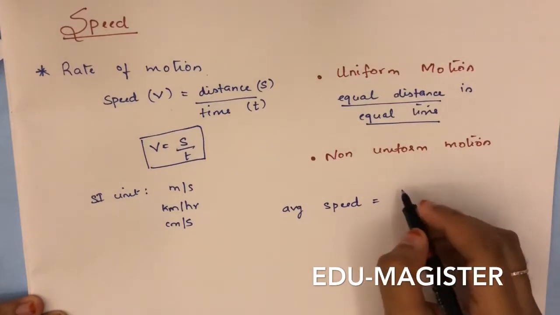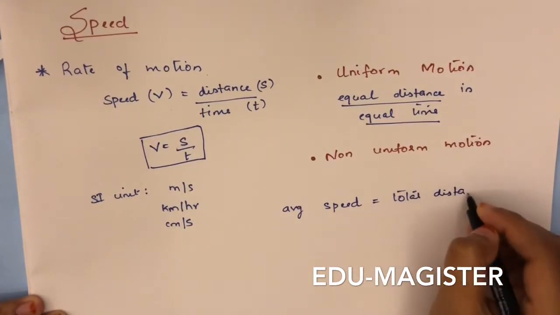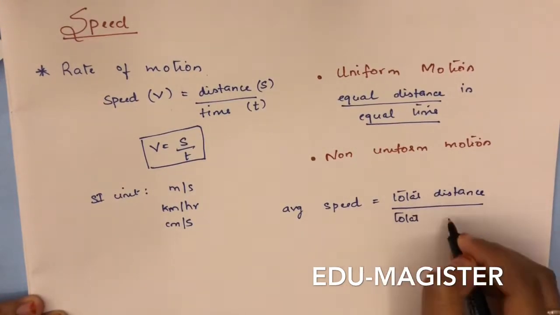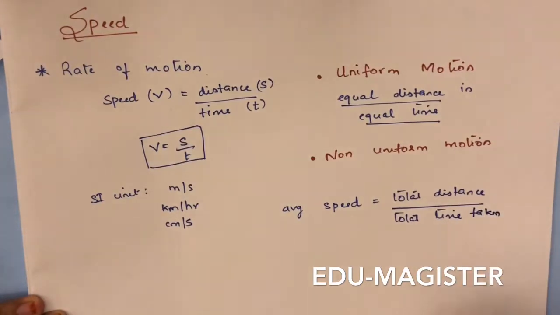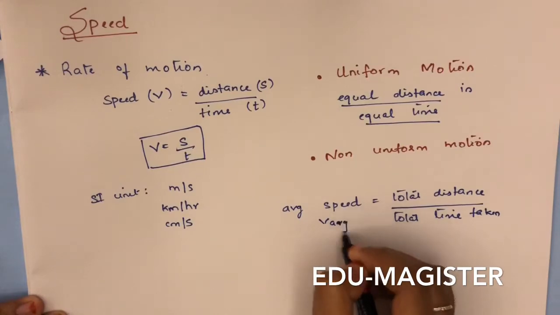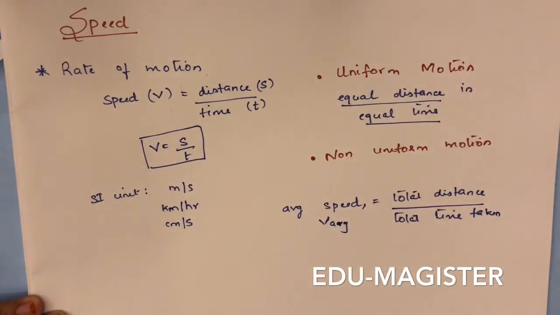Now what is average speed? Average speed is nothing but the total distance covered by the total time taken. V average, right? Okay, so let me explain this with an example.